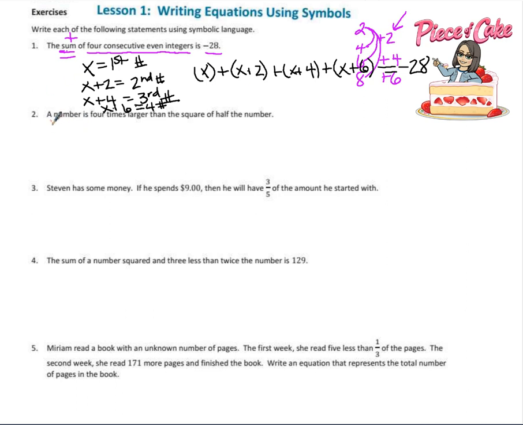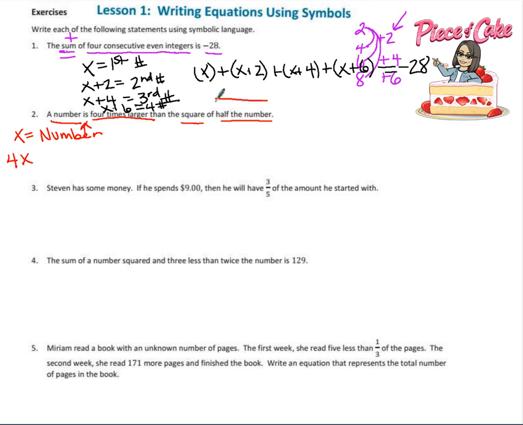A number is 4 times larger than the square of half the number. What does the word is mean? Equal, good. So a number, let's start. Do we know the number? No. So x is the number. Okay, how do you write 4 times larger? Awesome, 4 times larger than the square of half the number.